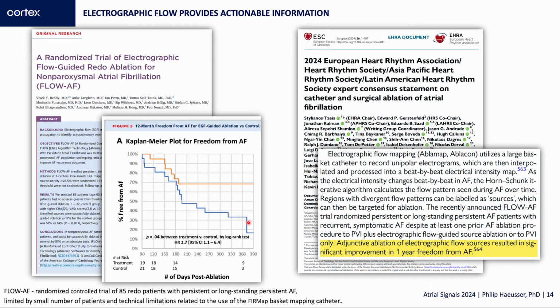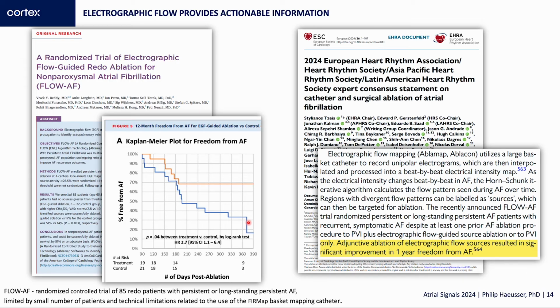So if we extrapolate this to all comers and imagine we do PVI plus EGF-guided ablation, just one procedure, the positive effects of PVI and EGF would add together. PVI would have a recurrence rate of about 1/3. That is our subgroup. And in this subgroup, we reduce the recurrence rate again to 1/3.